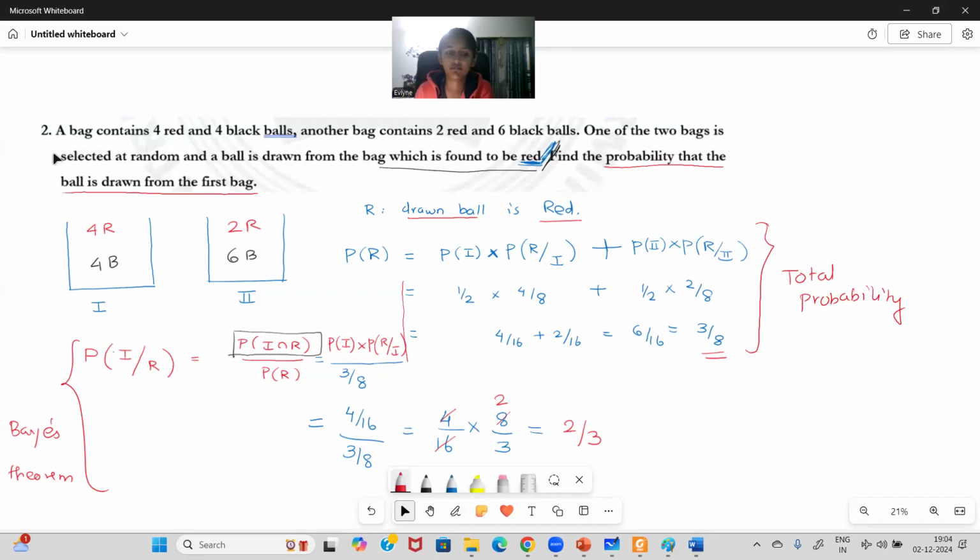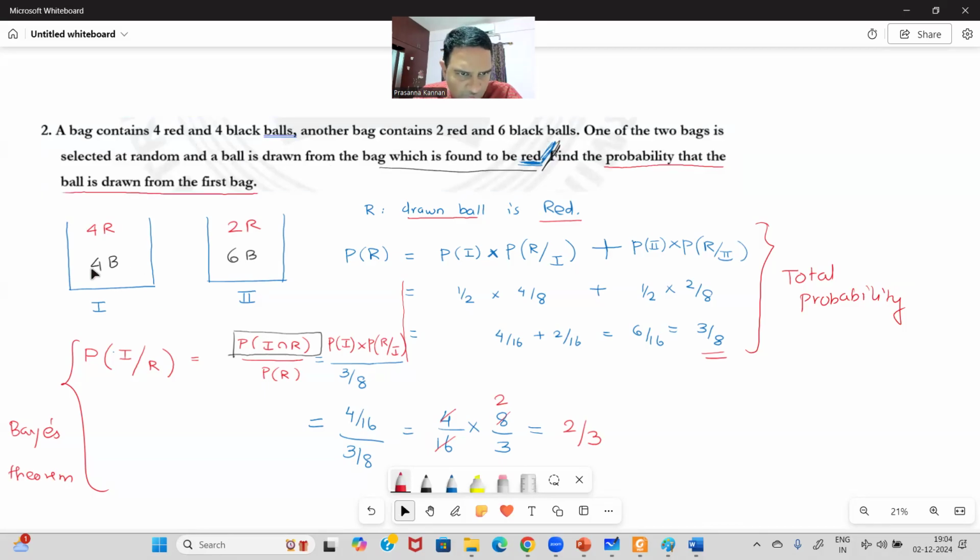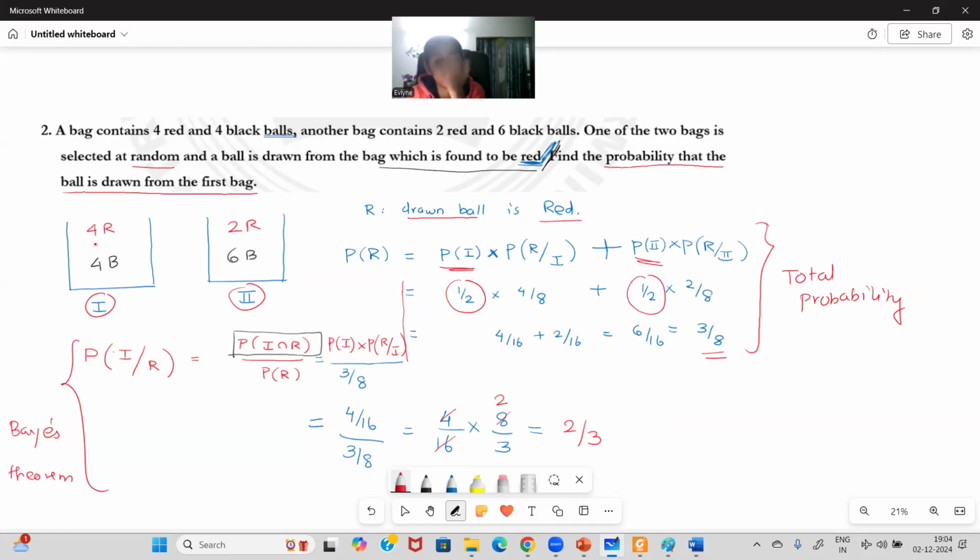Once more, sir. So a bag contains 4 red and 4 black balls. Another bag contains 2 red and 6 black balls. So you saw the diagram here. Is it clear? Yes, sir. Okay. So I have a first bag. I have a second bag. One of the 2 bags is selected at random. Correct. So what is the probability of me selecting the first bag, Evelyn? 1/2. Exactly. What is the probability of me selecting the second bag? 1/2. Correct.